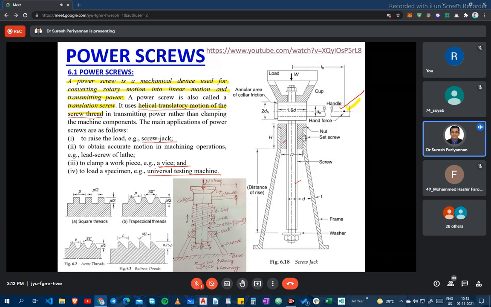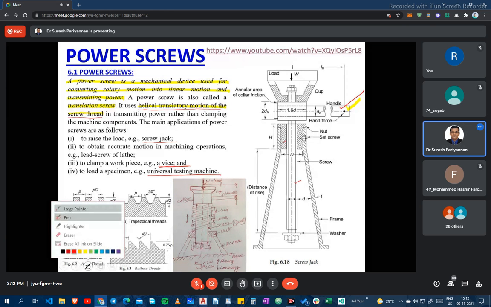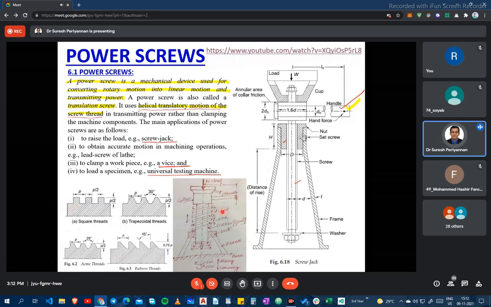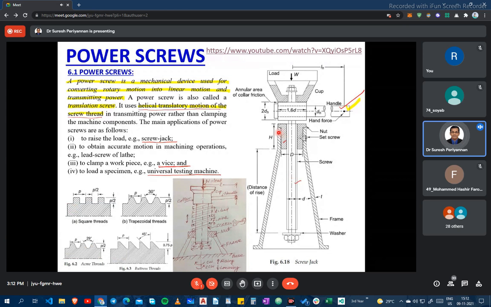This one, I tell you here. The first one is the screw. This is the main part. The second one is the nut. The third one holds either the screw or the nut in the place where we are holding the screw and nut. These are the main parts of the power screw, right?